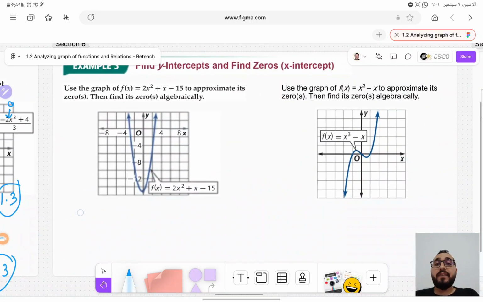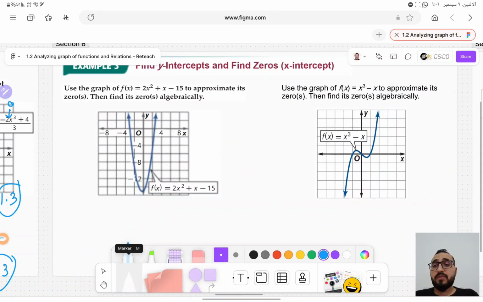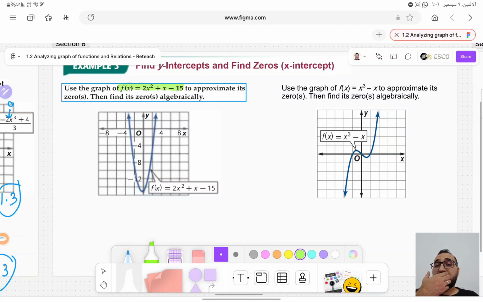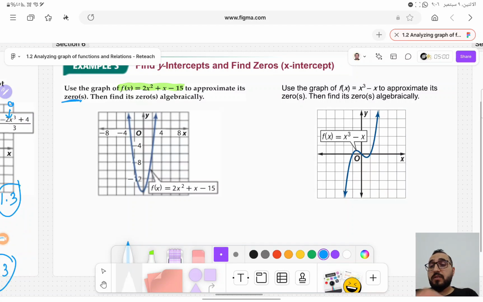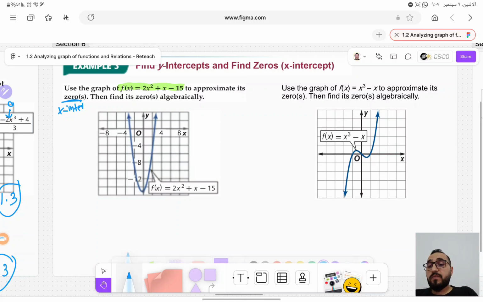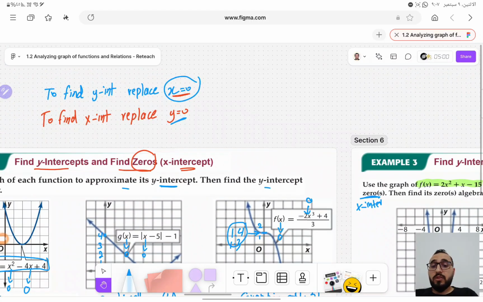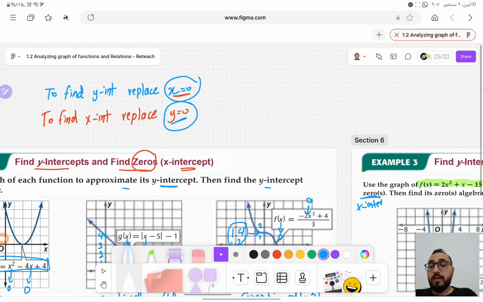Now how can we find the x-intercept? How can I find the 0? If you read the question, use the graph of this function here. The function is f of x equals 2x squared plus x minus 15. To approximate its zeros, zeros mean you need to find the x-intercept. And as I told you, if you need to find the x-intercept, what you have to do, you have to replace y with 0, or you have to replace f of x also with 0, or g of x also you have to put it as 0. All of these are the same.